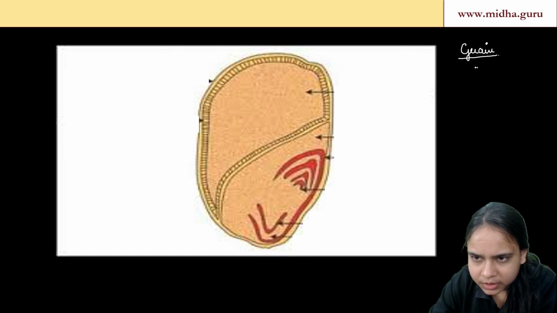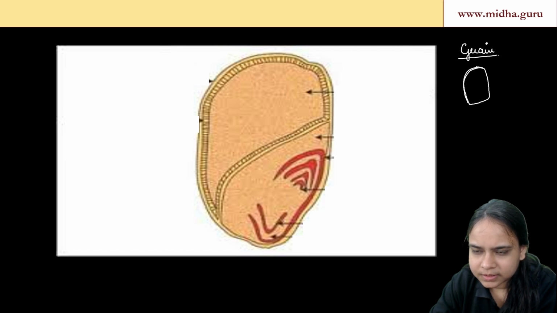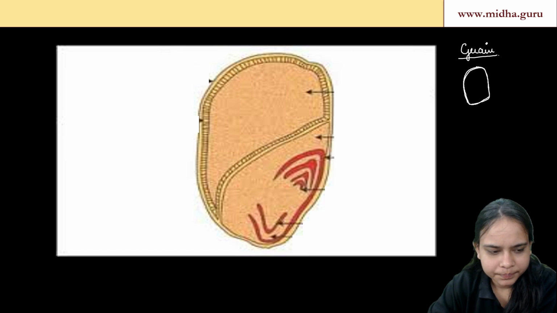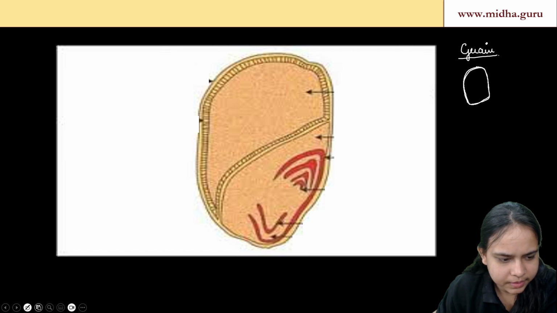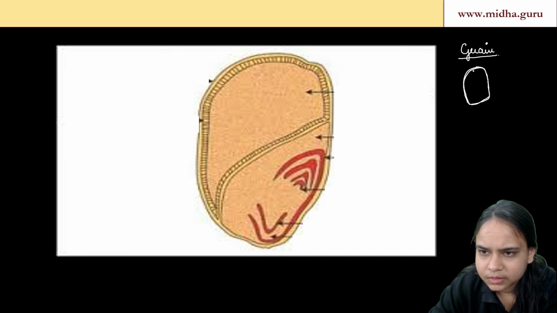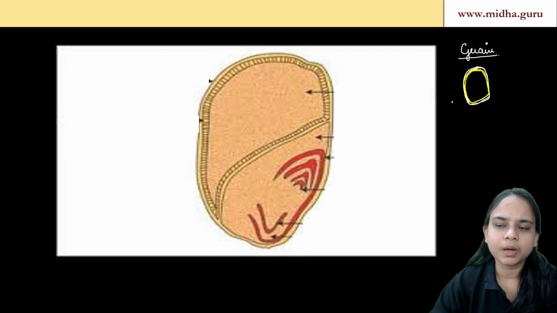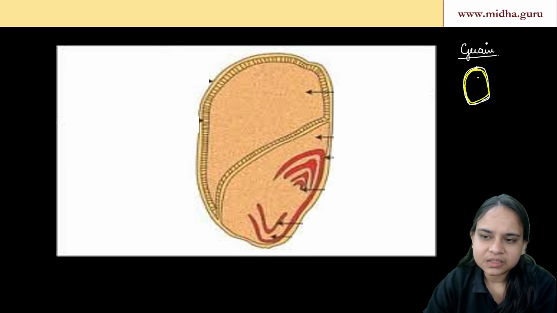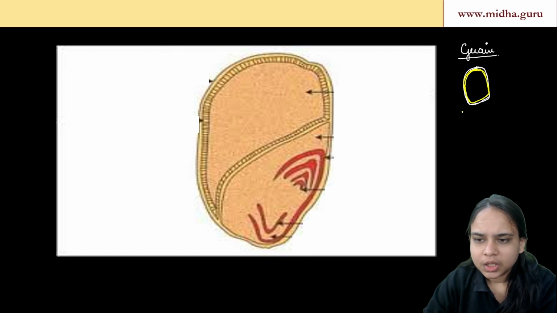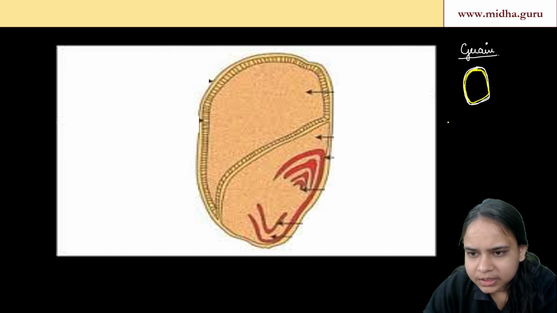If we draw a rough diagram for this, let's consider this to be the fruit wall. Then let's have the seed here, the seed coat. So from this rough diagram, we can understand that there is no proper distinction, or no proper boundary, between the fruit wall and the seed coat. So grain is nothing but a fruit.